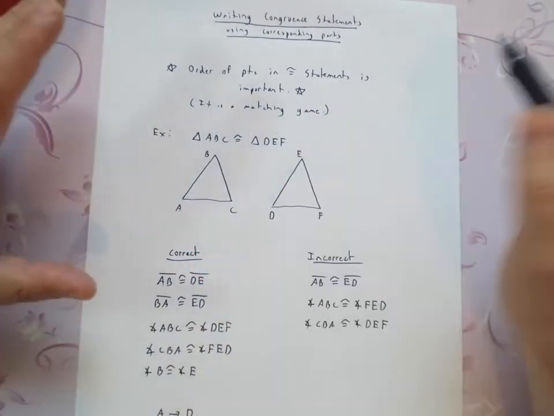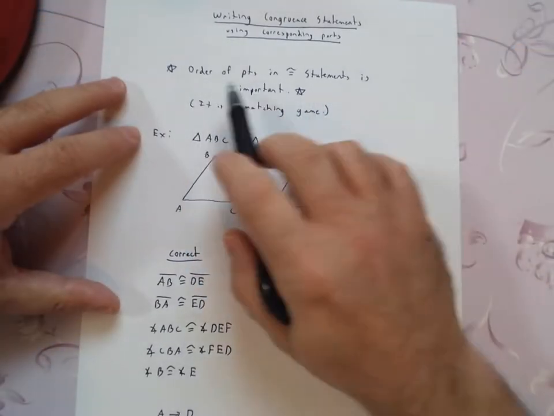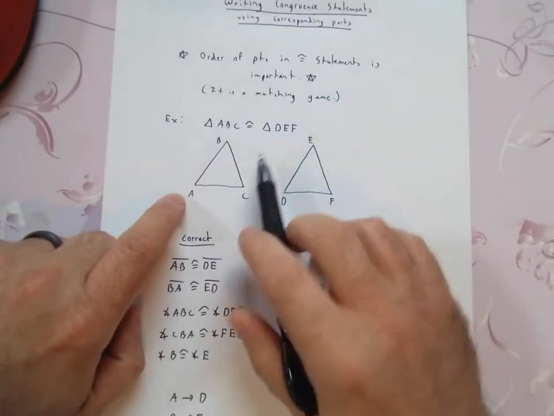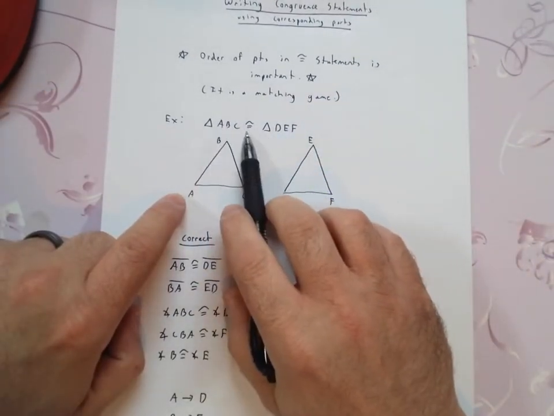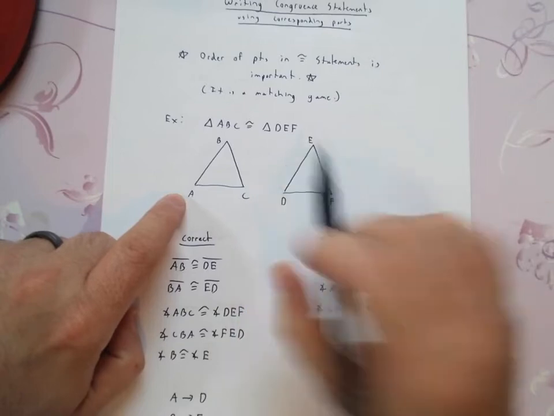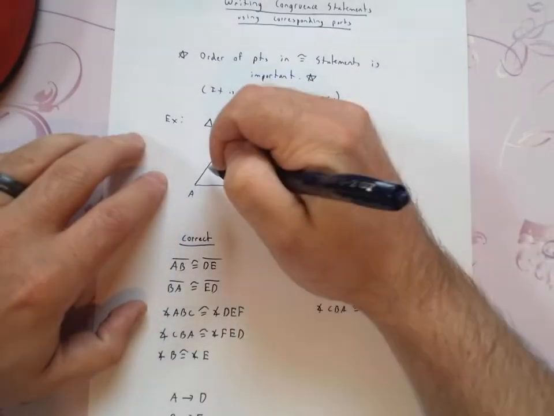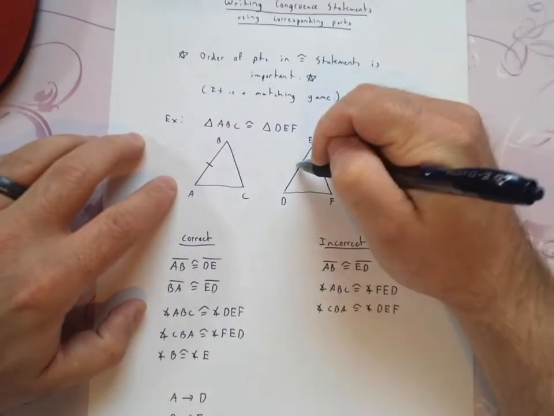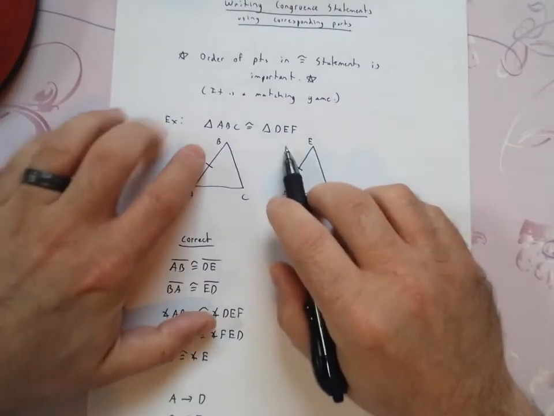It's like a matching game. That's what I always tell my students when I'm going through this. So when you look at this, if I tell you that triangle ABC is congruent to triangle DEF, well, that means that this side and this side are congruent. How do I know that? Well, again, it's a matching game.